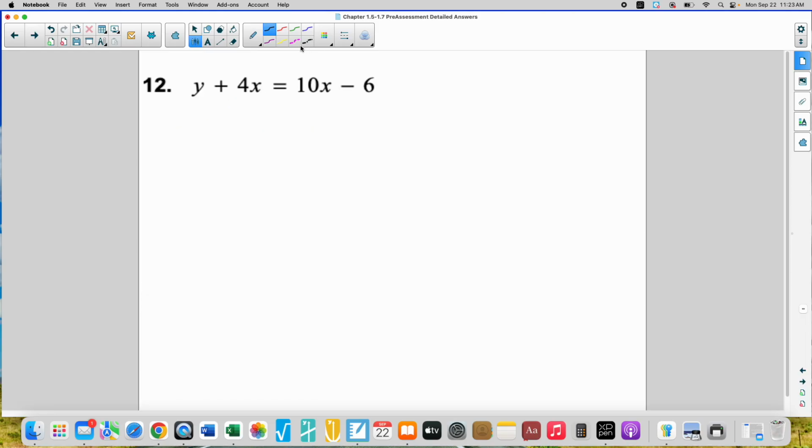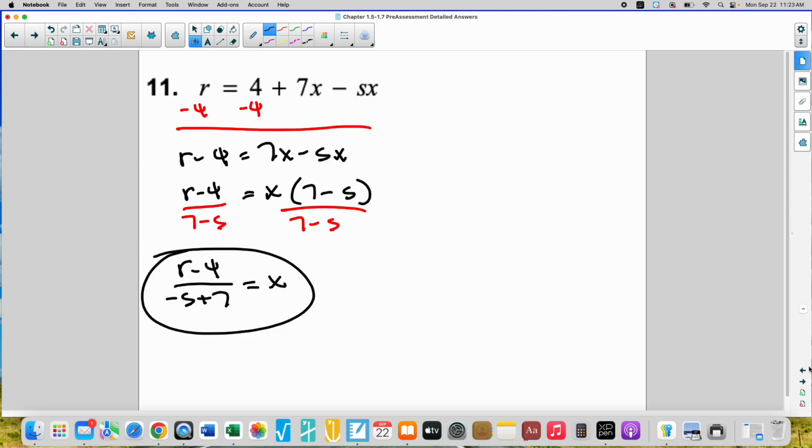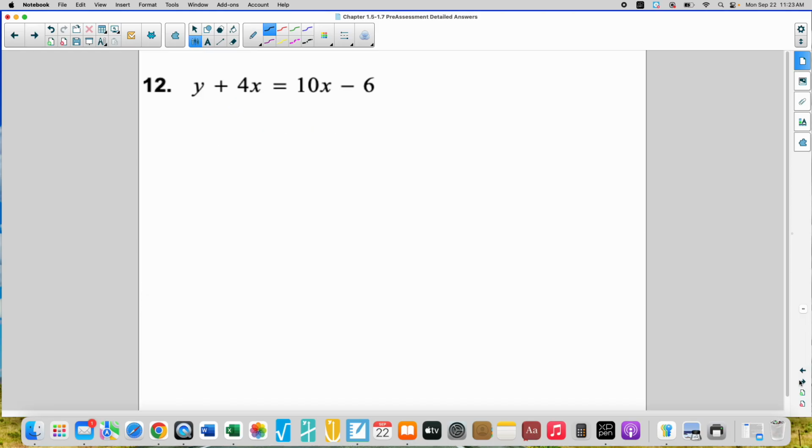Let's move. Ooh, I already forgot what we're solving for. We're solving for x. So important. All right, so let's move the x. We'll move the 4x over to the other x, because we always want to move variables first. y equals 6x minus 6.